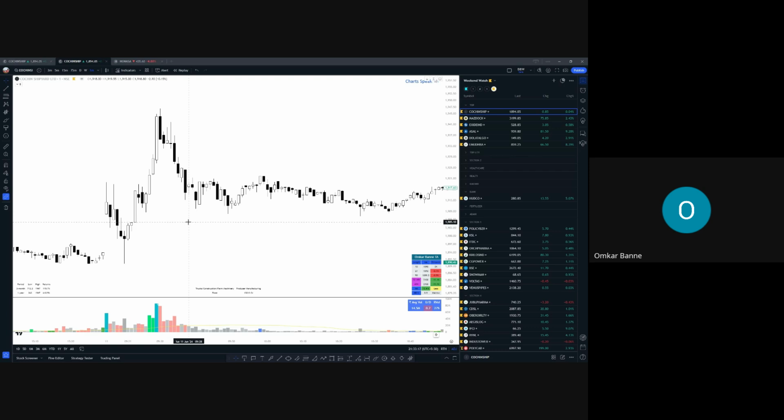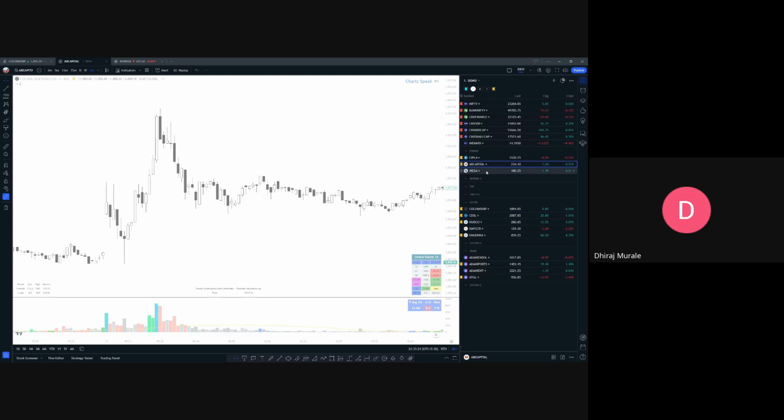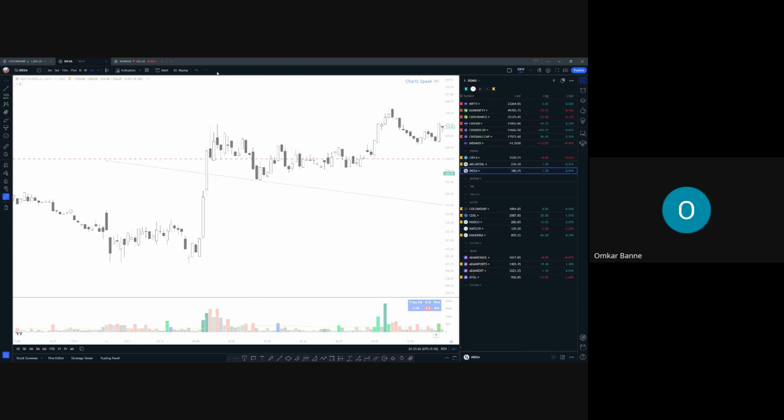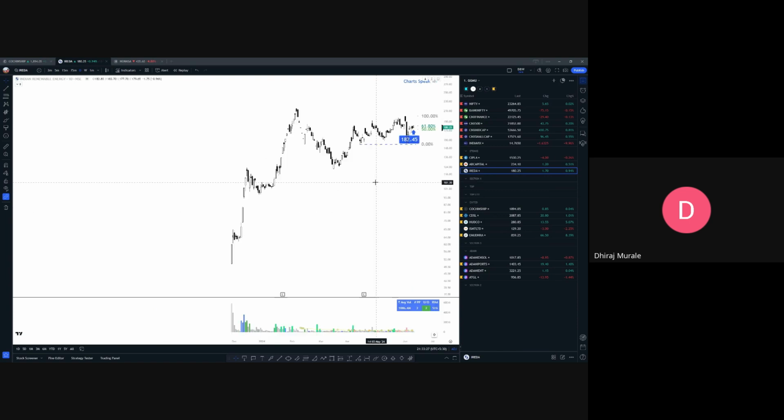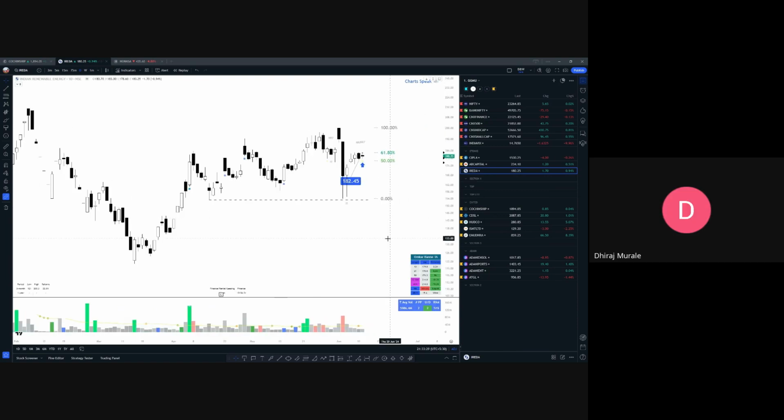As I mentioned, I added IREDA and AB Capital today for swing. Omkar, just a quick question about IREDA. You said your entry is somewhere around 181, right? And you said pyramiding at 182. Tomorrow you will do it, right? Yes, let's say it will come within the first minute or so.